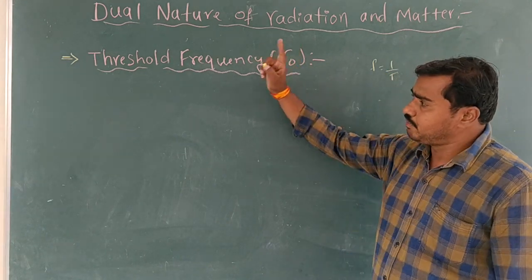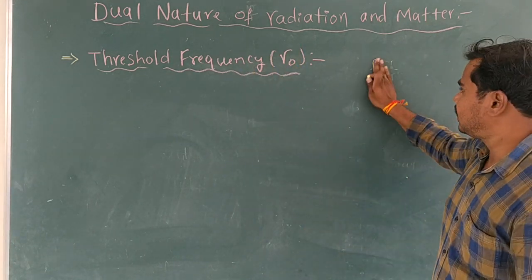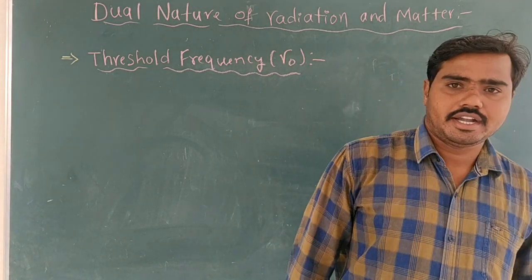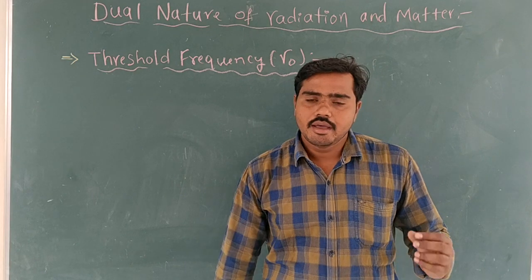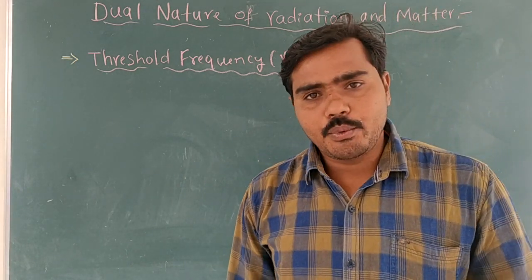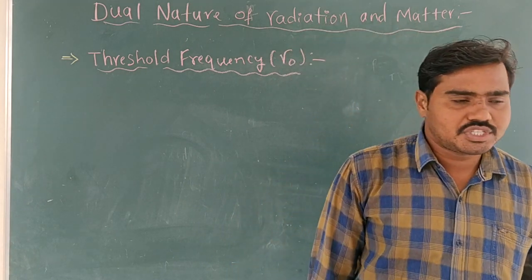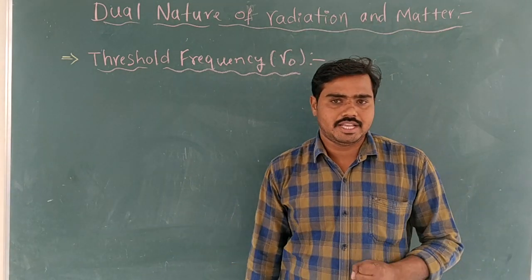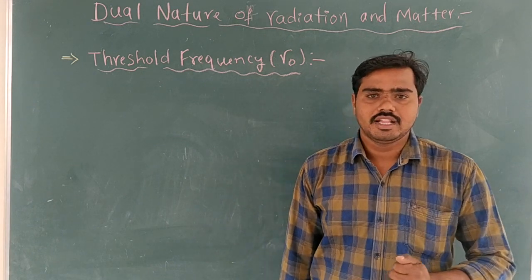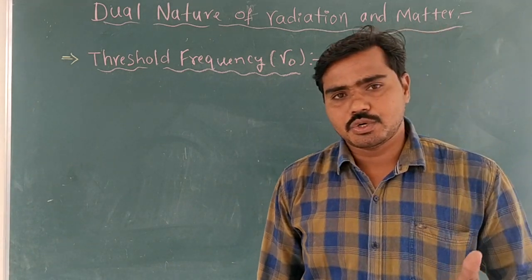What is the definition of threshold frequency? It is the minimum frequency of the incident radiation below which photoelectric emission does not take place, or is not possible. That is called threshold frequency.